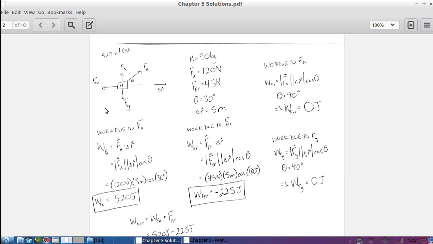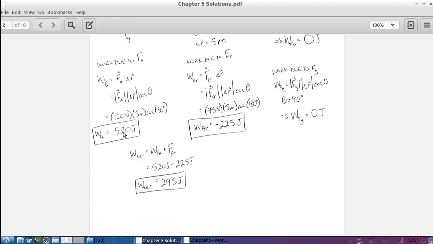Same thing with gravity. The angle between the gravitational force vector and the displacement vector is 90. Cosine of 90 is 0. Gravity does no work on this object. So I didn't even have to calculate the normal and the gravitational force, because I know both of those were perpendicular to the displacement. So they're doing no work, 0 joules.